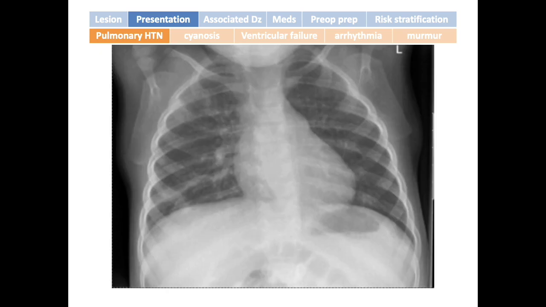This chest radiograph shows the features of a patient with pulmonary hypertension. The central pulmonary artery is prominent, the apex of the heart is elevated due to right ventricular hypertrophy, and the distal pulmonary vasculature is poorly visualized at the peripheries of the lung fields due to pruning.